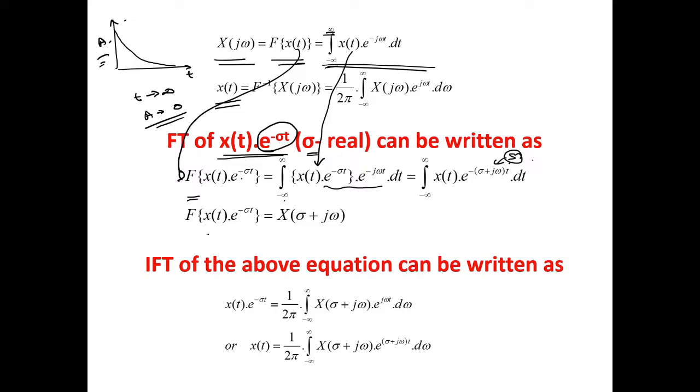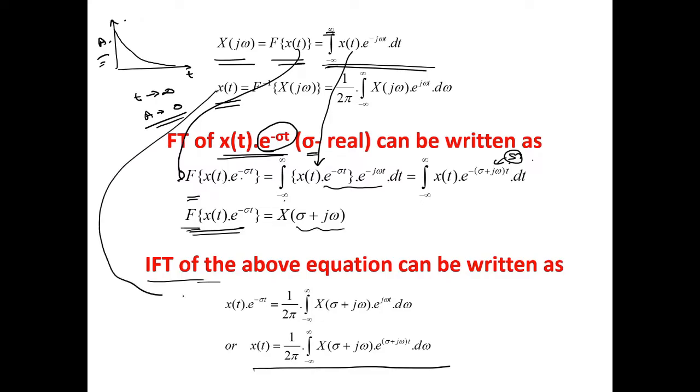So we can say f of x(t) multiplied by e to the power minus sigma t is equal to X of sigma plus j omega. This is again the Fourier transform basically, but with a generalized version of your signal. Now, the inverse Fourier transform of the above equation can be represented in this fashion, x(t). Again the same thing over here.